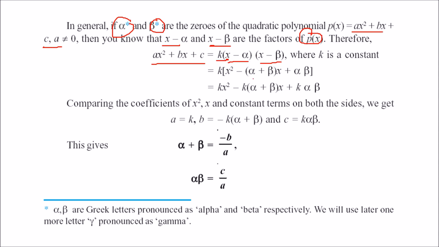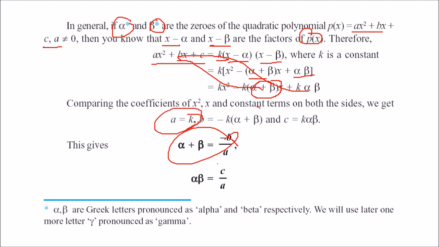So this will be x square minus alpha plus beta x plus alpha into beta. Take k as 1 now. So alpha plus beta is what? If you equate this with a, this with b, and this with c, you'll see alpha plus beta is minus b by a, and alpha into beta is c by a.